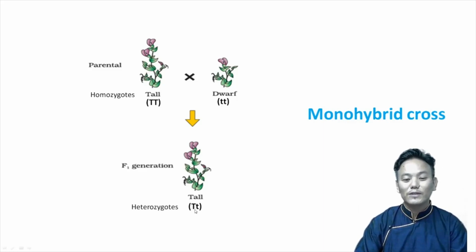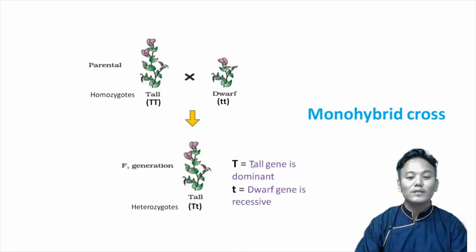So this particular factor is trying to dominate this particular factor. The capital T is trying to dominate the small t, and it actually dominates. So this is the law of dominance. The capital T, the tall gene, is dominant. The small t, which is the dwarf gene, is recessive.